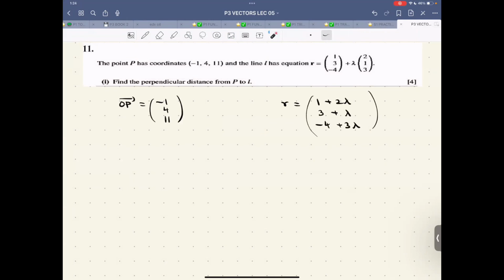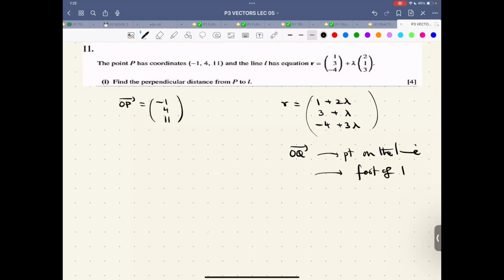Let's double check. -1, 4, 11, good. 1 plus 2 lambda, 3 plus 1 lambda, -4 plus 3 lambda. And let me write this point as OQ. This is a point on the line where the perpendicular is formed. This is the foot of the perpendicular. So let me draw a diagram. So therefore, that is the line that's going like this. And it's going like this.